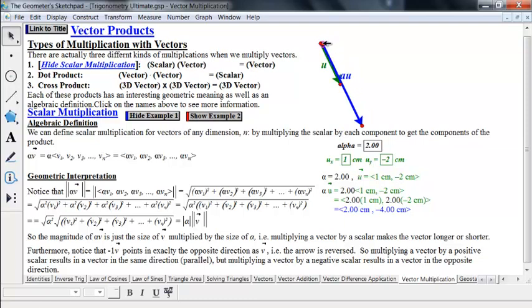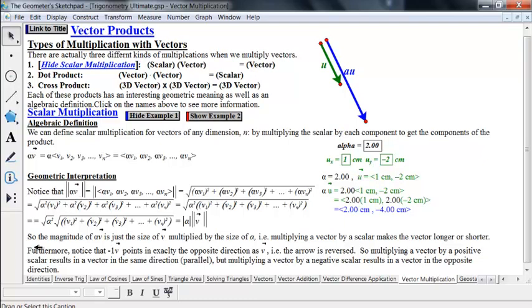Okay, well, what does that do for us in terms of the vector? If you notice, it basically doesn't do anything to the direction, but look at the length of this thing. The length of the vector is now twice as long as the vector was to begin with.